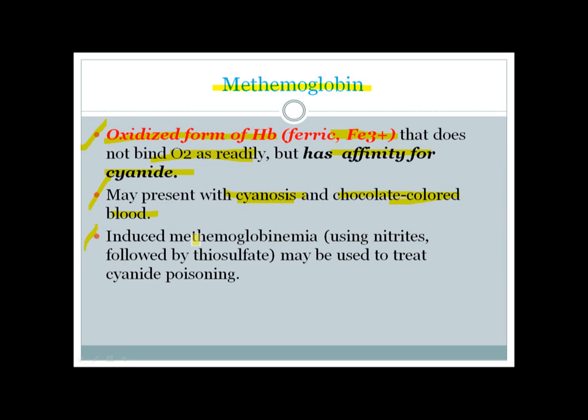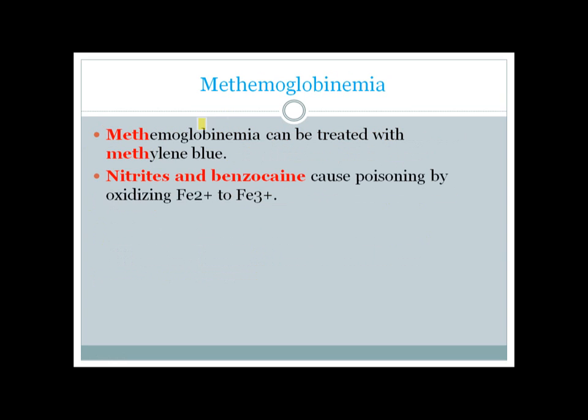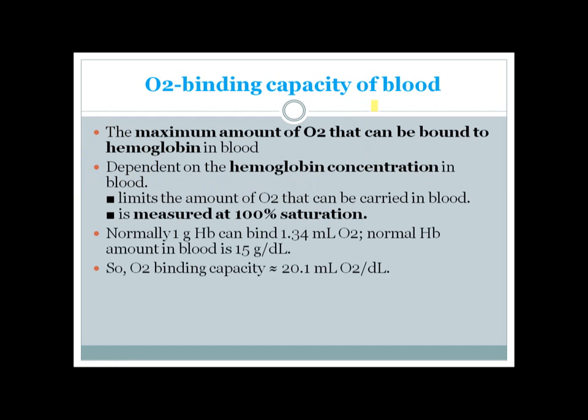And you can actually induce methemoglobinemia by using nitrites followed by thiosulfate to treat cyanide poisoning, because methemoglobin has an increased affinity for cyanide. And methemoglobinemia can be treated with methylene blue, and nitrites and benzocaine can cause poisoning by oxidizing ferrous iron to ferric iron and converting the hemoglobin to methemoglobin.